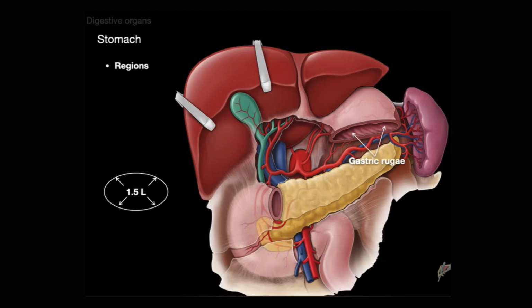Those gastric rugae are going to expand. The folds of the mucosa are going to expand, increasing the capacity of the stomach. And when the stomach capacity increases, it also increases the surface area, allowing for more digestion, more secretion, and absorption of nutrients.